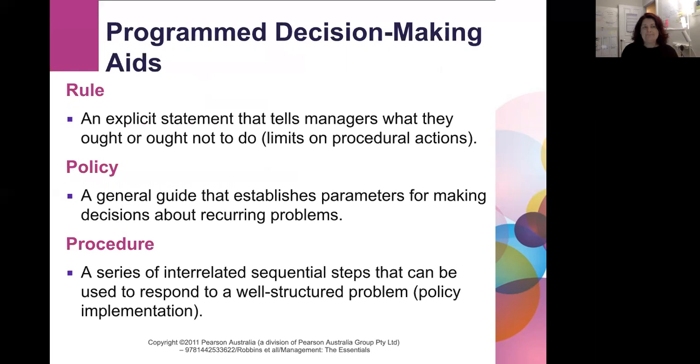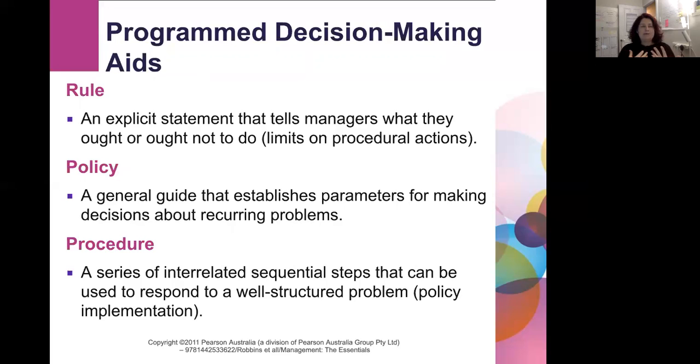And then when we think about programmed decision making, we've got these three concepts that we can think of that can help us make decisions at different levels. So a rule, I think we're all familiar with the idea of a rule, and this is a very explicit statement that says what you can and cannot do.